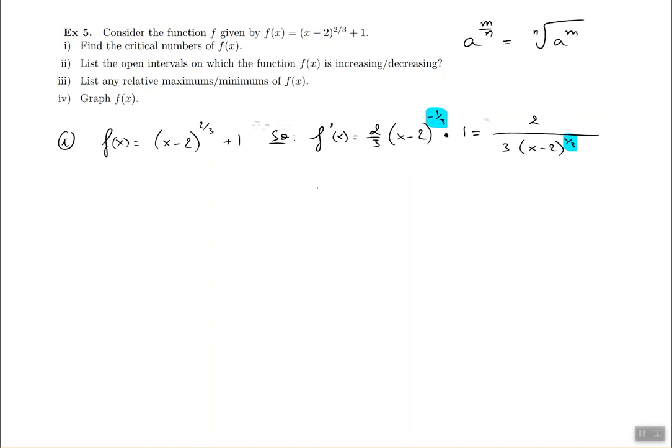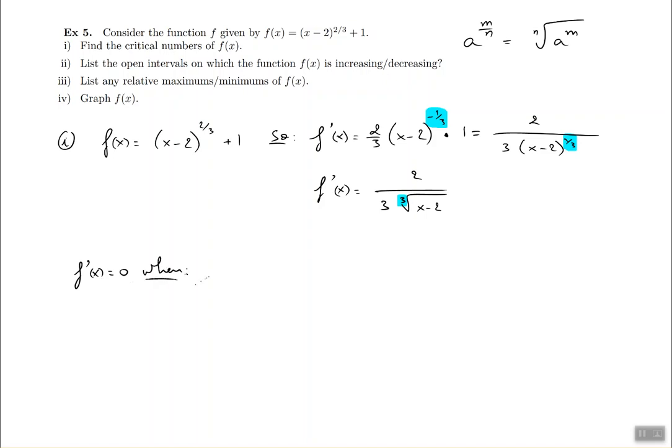So I'm going to rewrite my derivative as a radical expression just to be able to make a little bit more sense of it. So 2 over 3 are there, and then the radical, and then we have x minus 2 on the inside. And keep in mind that in this case, the index is 3, so that's going to go on the outside, and the power is 1. And so you can write down x minus 2 to the power of 1, but it's kind of silly. I'm just not going to write down the 1. I'm just going to leave it as x minus 2. So that's my derivative. And now the question is, what makes the derivative equal to 0?